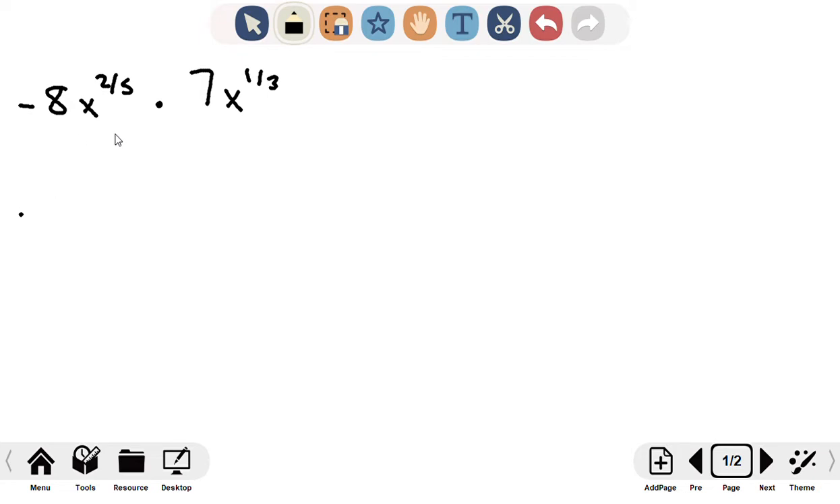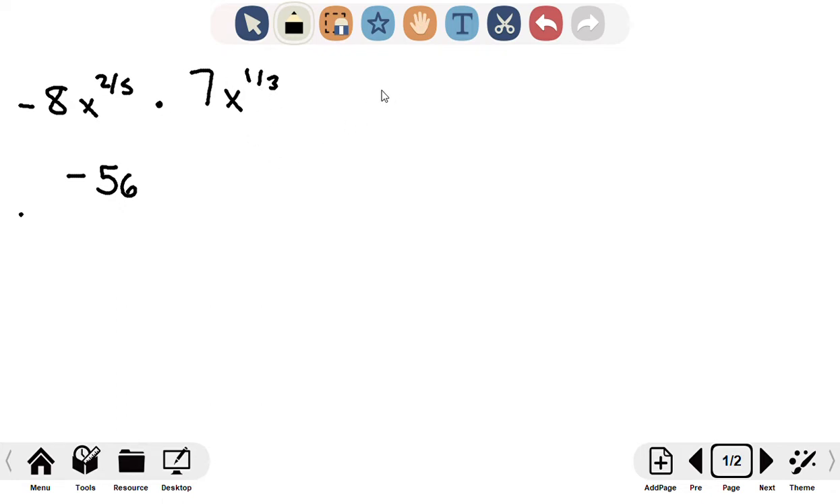Now, first, the negative 8 and the 7, those are just numbers. We can just multiply those two together right off the bat. Negative 8 times 7 makes negative 56. Now, as far as these exponents go, since they are x to a power times x to a power, one of our properties says that we add those exponents together. Normally, when we're doing it with whole numbers, we're thinking about how many x's we multiplied together. We added a few over here with a few over there to get how many total there were.